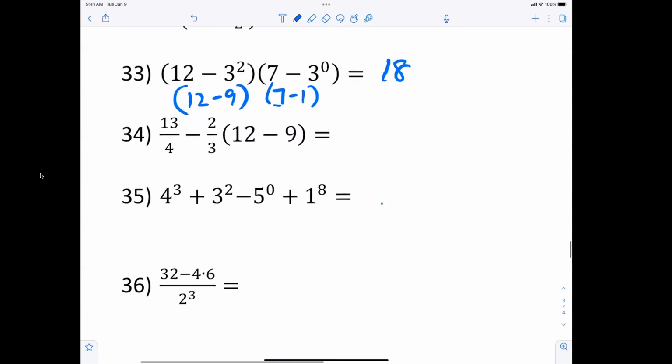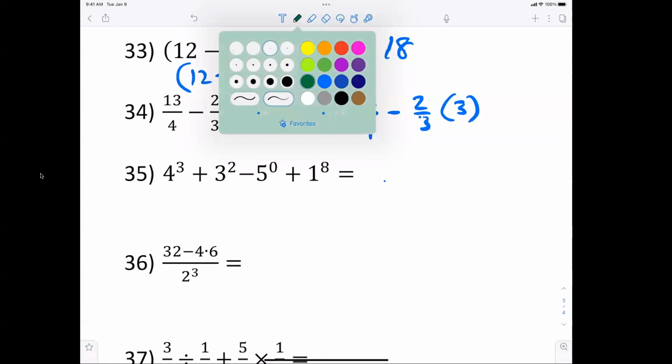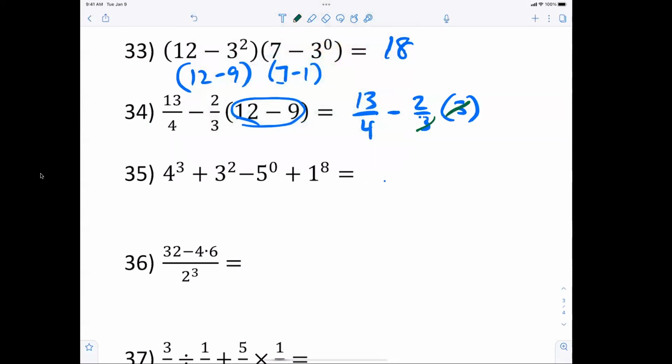All right. Aiden, what do I have to do first? Oh, the 12 minus 9, which is 3. Now what's 2/3 times 3? Everybody should be doing mental math. What happens to this 3 and this 3? You with me now, right?